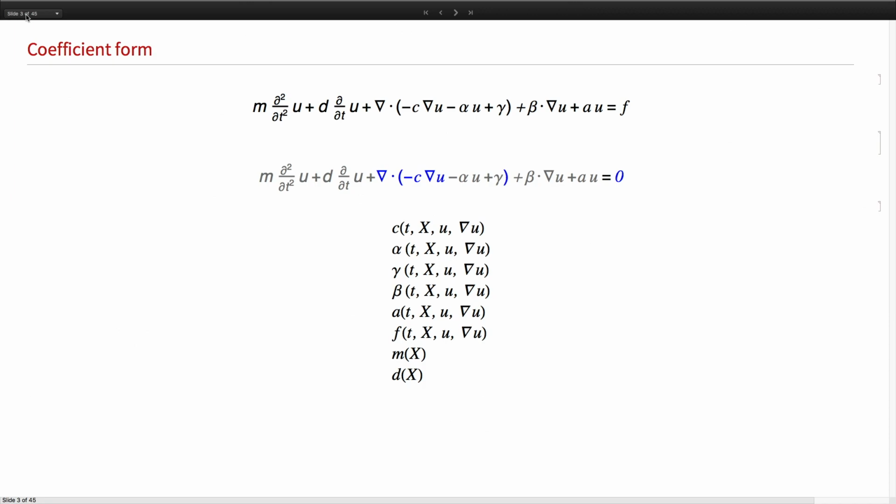Now, these coefficients, you could have them depend on time or space, the capital X here. Now, in the upcoming version 12, they can depend on the dependent variable u and the derivative of the dependent variable u. So that's what's new in the upcoming version. The only exception to that is that m and d, so the transient coefficients, they only can depend on the spatial coordinates, but not on time and dependent variables. So they are linear, essentially.